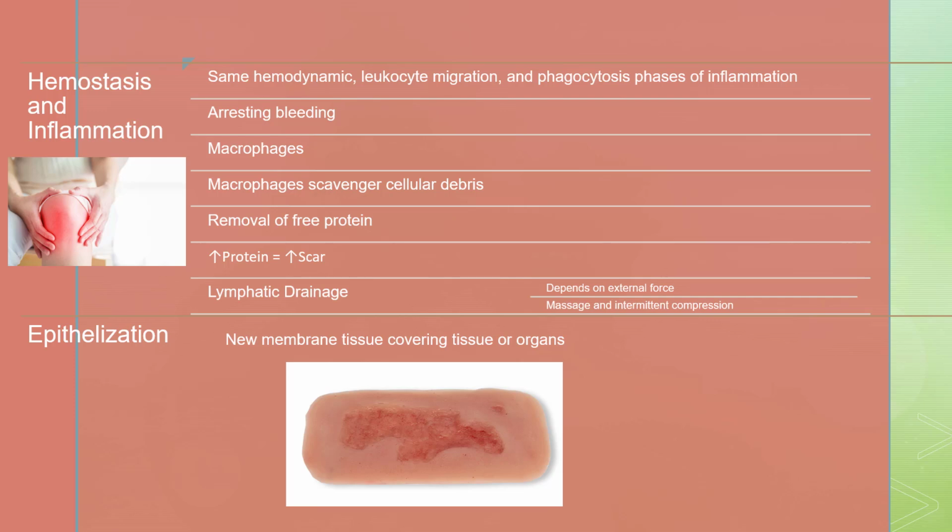Epithelialization. This is the process of developing a membranous tissue, or tissue covering epithelium, over exposed tissue or organs. For proliferation, there are 3 major events. 1. Angiogenesis, or the growth of new blood vessels. 2. Collagen synthesis, also known as collagenization. And 3. Wound contraction, the drawing together of the wound edges.